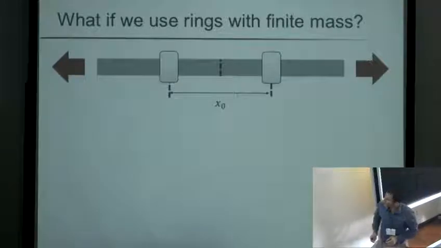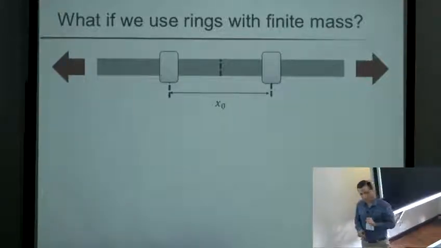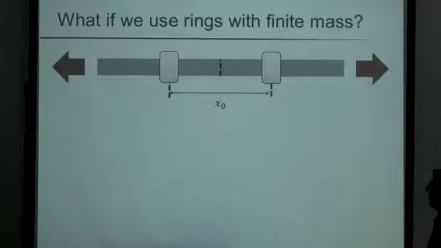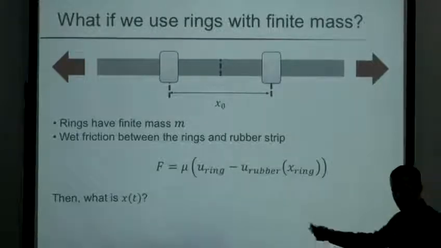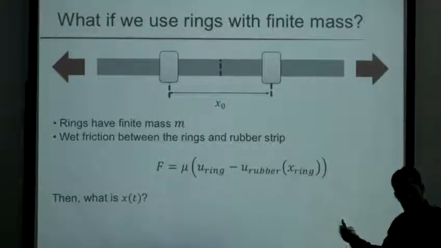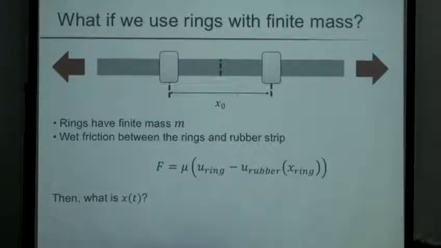So this time, instead of putting 2 markers, I'm going to put 2 rings on this rubber strip, right? So they have finite mass, and there's going to be a friction between these and the rubber strip with a force that is proportional to the velocity, to the difference between the velocity of those rings and the rubber strip. So if you ask the same question, what is going to be the distance between these 2 rings after a long period, you can solve this equation, same problem, but it might take a little bit longer.